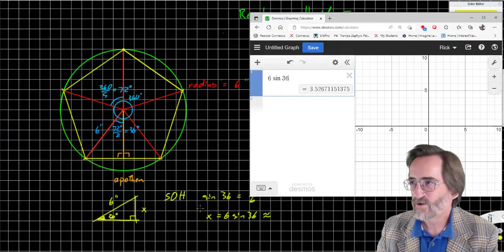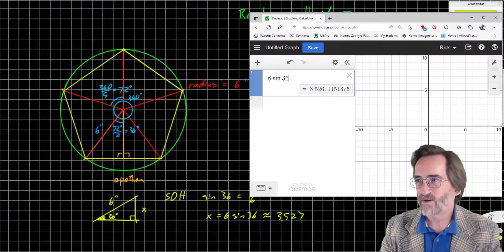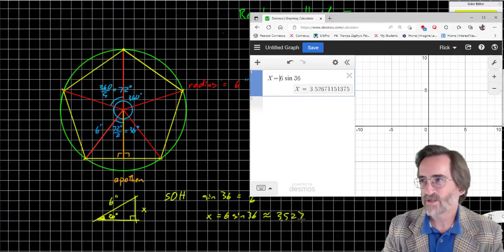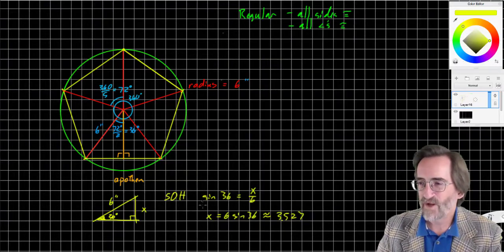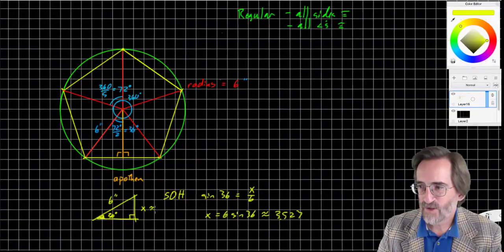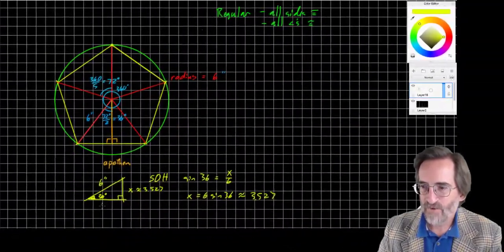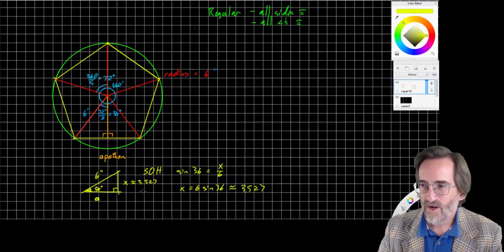I'm going to go with 3 decimal places: 3.527. What's even better here is I can store this. I can say capital X equals, and now it's stored, and when I bring that back up, it'll remember the value of capital X. That's what X is, approximately 3.527. Now Y, which is the apothem, I'm going to label that A for apothem. We can find that as well.